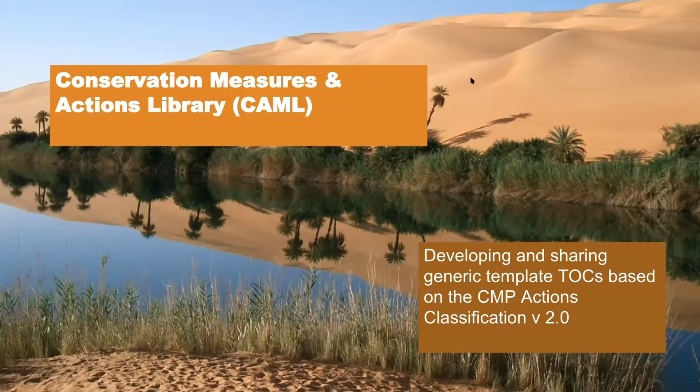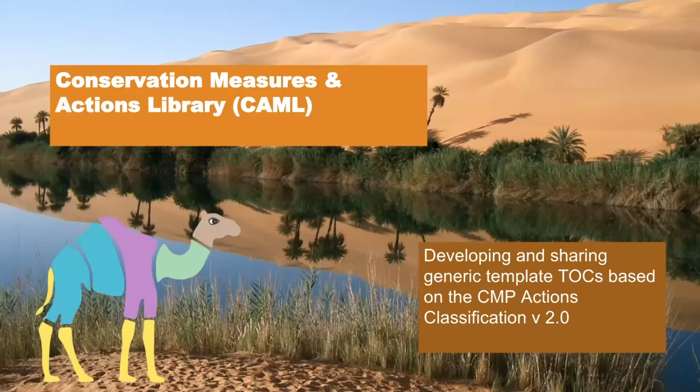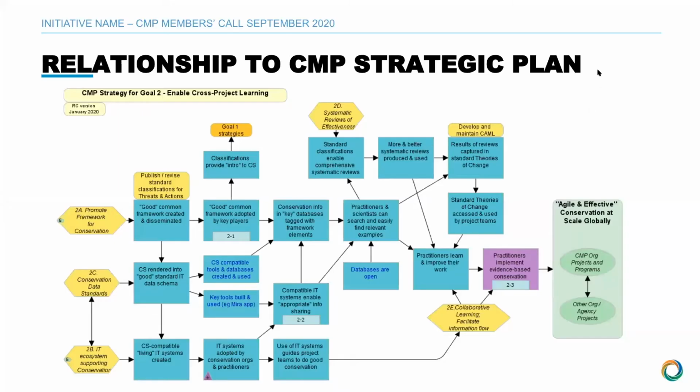So, going right in, next slide. Developing and maintaining the conservation actions and measures library has been an explicit part of CMP's plan. If you hit next, you'll see the orange arrow point to the activity bubble that shows that this was part of goal 2, which is to enable cross-project learning.